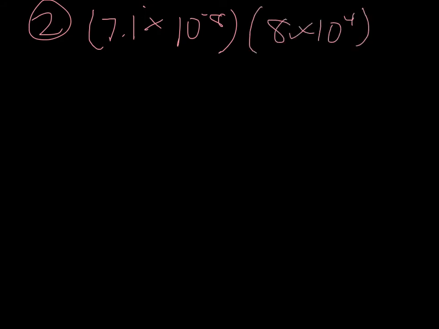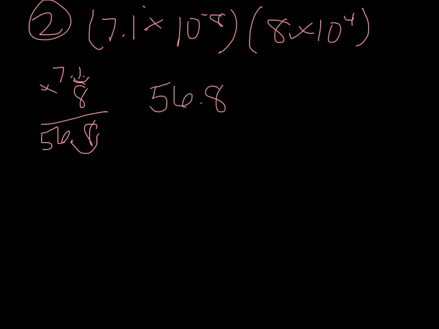Okay, so here I have 7 and 1/10 times 10 to the negative 8th power times 8 times 10 to the 4th power. Okay, so I have to do 8 times 7 and 1/10. 56. Bring it back one spot because it was one spot here. Okay, so my answer is 56 and 8/10.